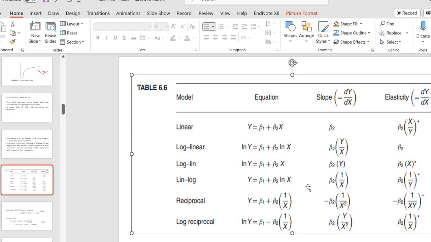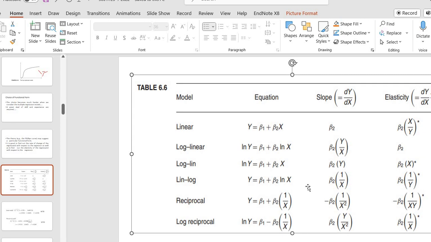Well, the answer is, first, whichever model you take, you have to have confirmation that it follows CLRM. Second, whatever model you take, the coefficients must be of the right magnitude, and the sign should be according to theory.